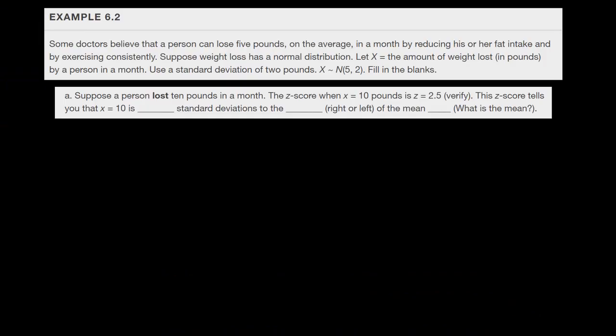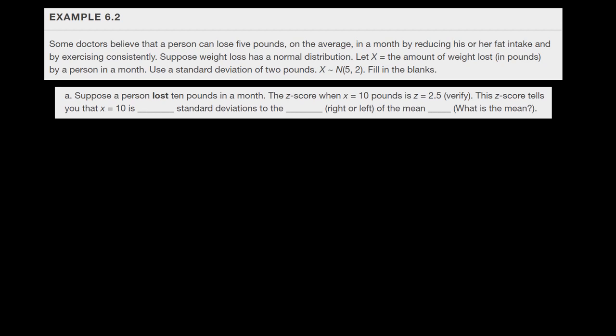So some doctors believe that a person can lose 5 pounds on average in a month by reducing his or her fat intake and exercising consistently. Suppose weight loss has a normal distribution. So let X equal the amount of weight loss in pounds by a person in a month. So use standard deviation of 2 pounds.